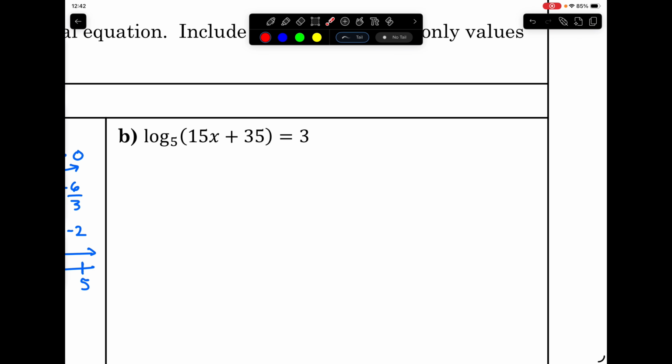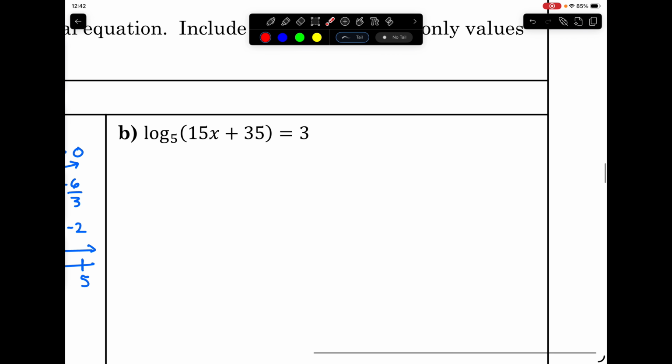So similarly, let's look at this example. So here, the exact same thing. First, let's figure out what the domain is.